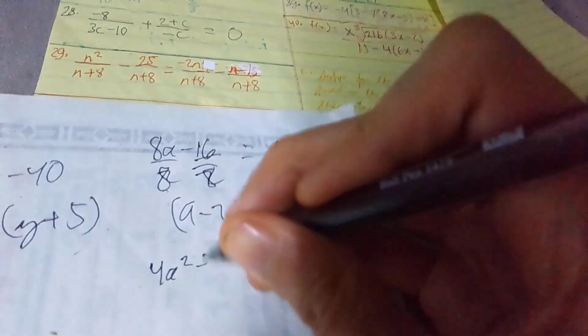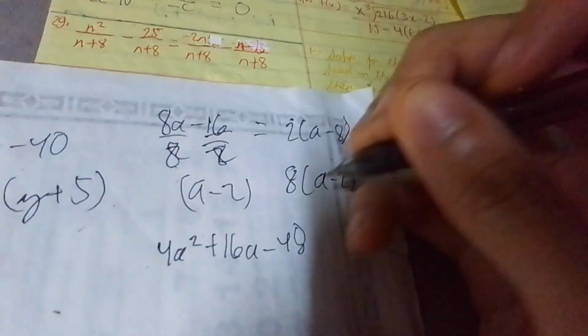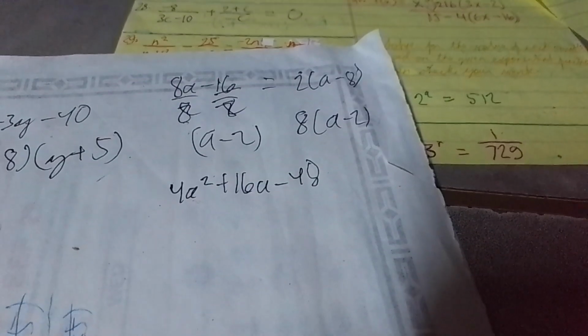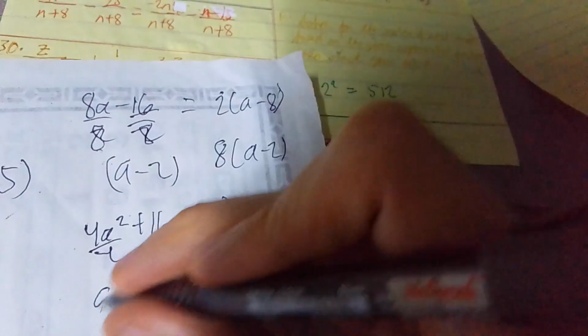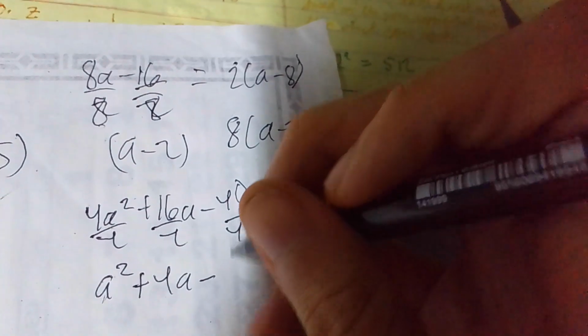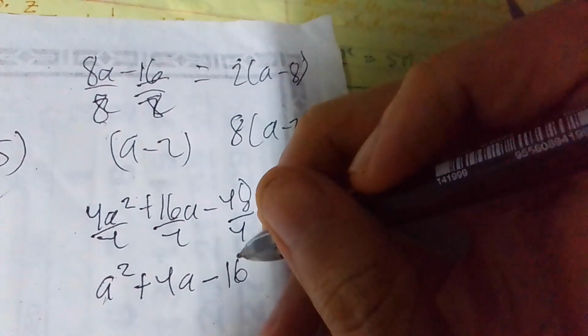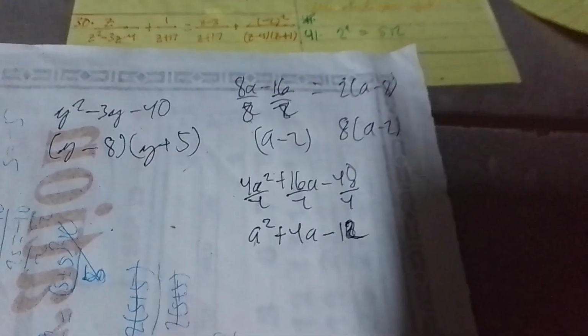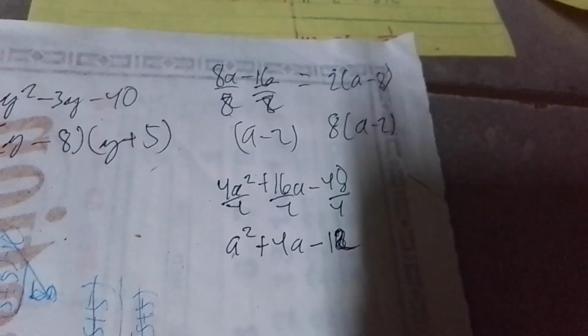So, let's do this here. We have 4a squared plus 16a minus 48. If we were to factor this out, what is the factor? The GCF is 4. So dividing everything by 4, we should get a squared plus 4a minus 12. Diba?